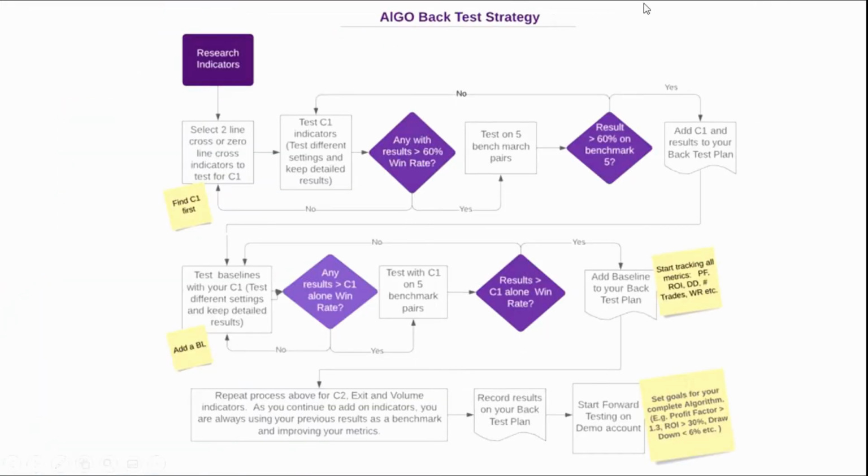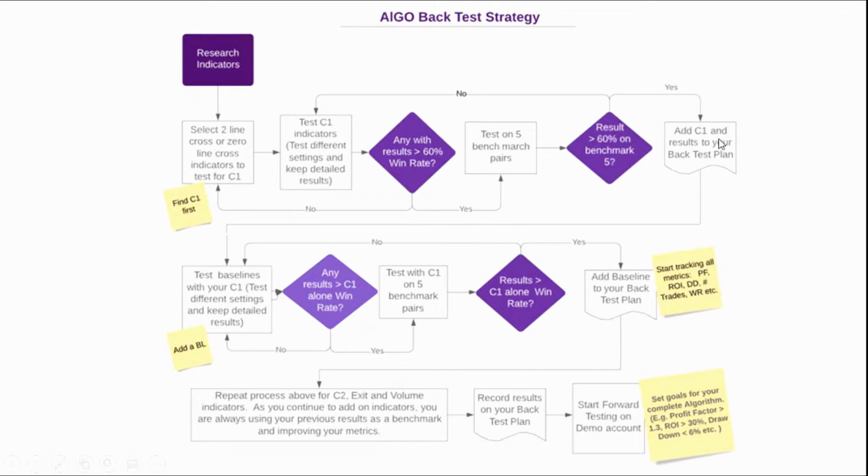Okay, so the first thing is this Algo backtest strategy. This is the flowchart I was telling you about. And again, don't be intimidated. I know it's kind of crazy looking, but the idea is just to go one step at a time and to stay very focused. And as you can see, you start with your research, and then from there, you're going to go through this process to find your C1. Okay, and what you're aiming for is a win rate above 60%.